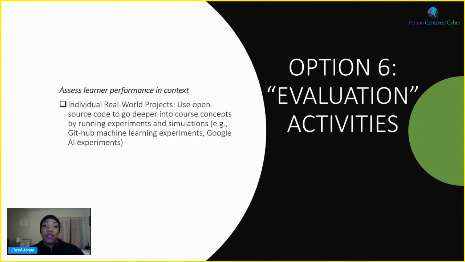And option 6, evaluation activities. Assess performance in context. Okay. Individual real world projects. All right. And of course, for this particular thing, machine learning, we need data sets, open source code, simulations, those kinds of things to do. And there are so many things online that give you really good directions on how to create projects, machine learning and AI projects, okay?